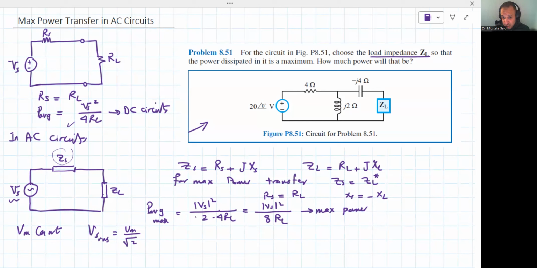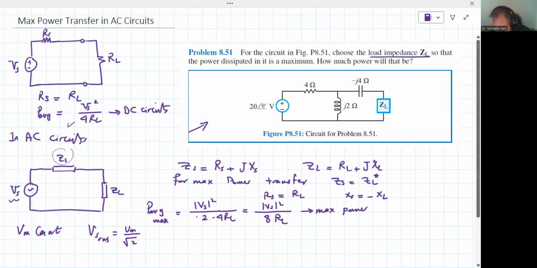But generally, if you have a load and some other component connected to the source, then R load should equal the resistive component of all the resistance between its terminals and the source, like the Thevenin equivalent. And that's why Thevenin is a must in AC circuits or DC circuits.